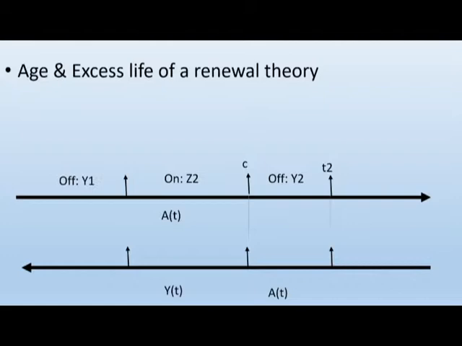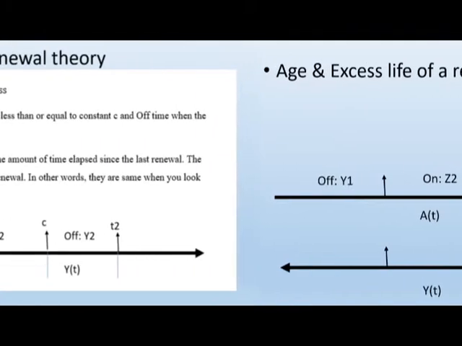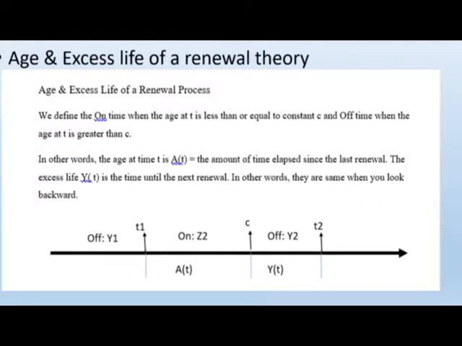When you look backward, these two values represent the same time interval. This is the brief explanation of the age and the excess life.